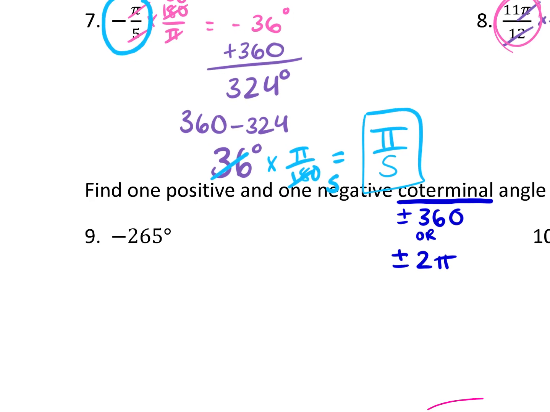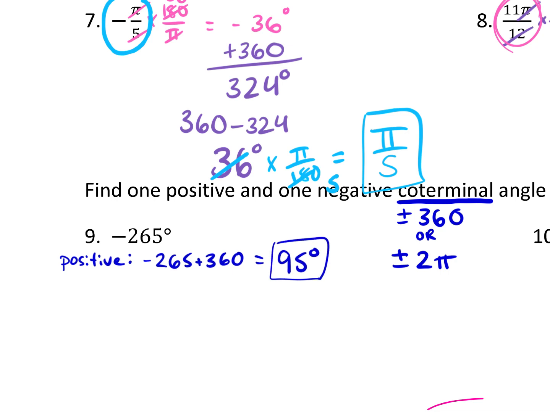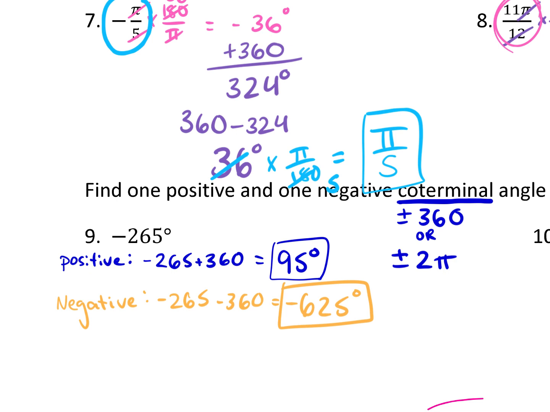So for number 9, it's in degrees. To find a positive coterminal angle, what would we do? Add or subtract 360. To find a positive one, we'd add 360. So negative 265 plus 360 would be what? Awesome, 95 degrees. So that would be our positive coterminal angle. To find a negative one, we'd subtract 360. Awesome, negative 625 degrees. Don't forget the degrees symbol if you're talking about degrees.